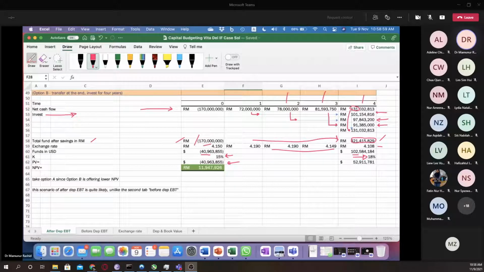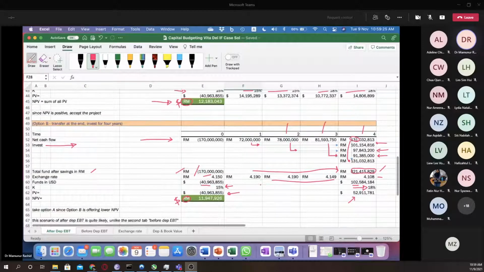Cash outflow is 40.963, and then the cash inflow last year is 52.911 million. Once again, this RM is wrong. It should be dollar value. It should be US dollar after conversion. So in US dollar, the difference between these two is 11.947 million. So net present value is 11.947.